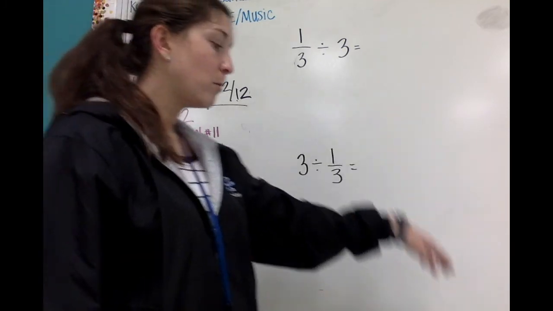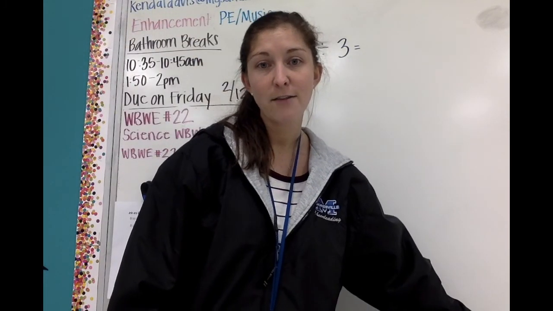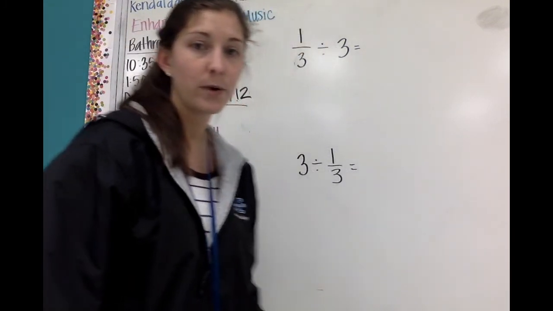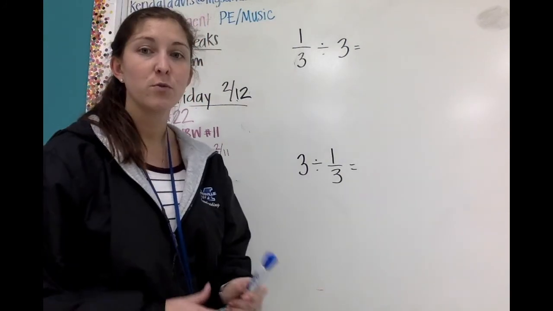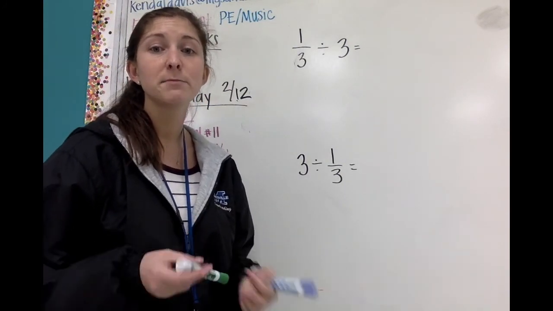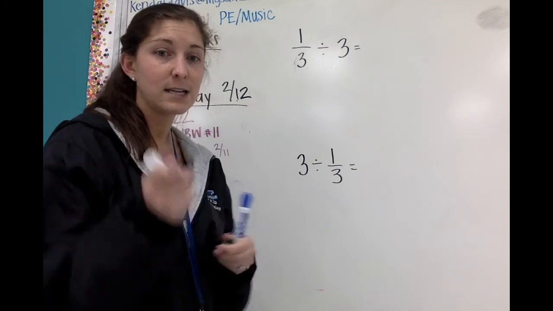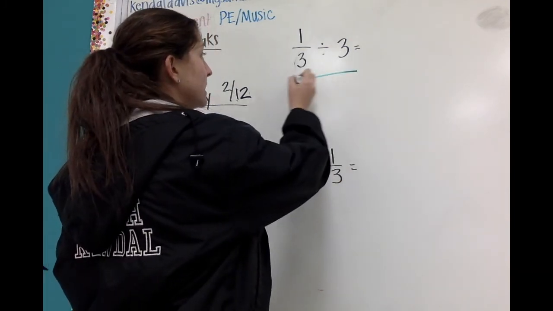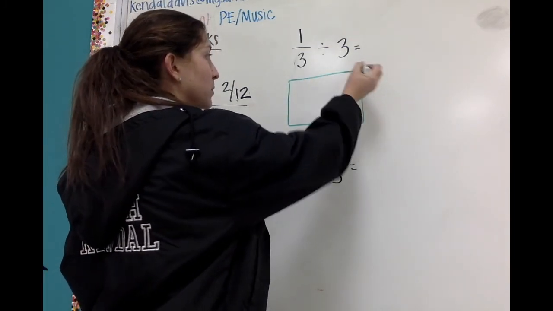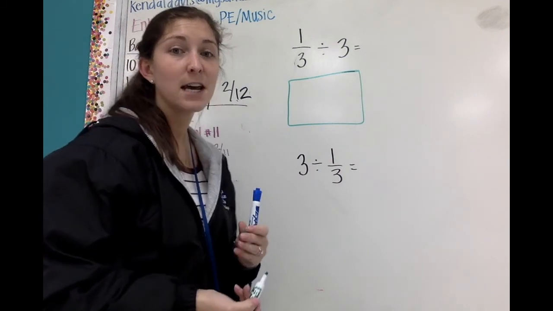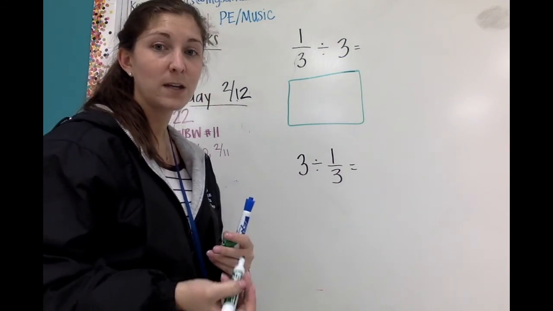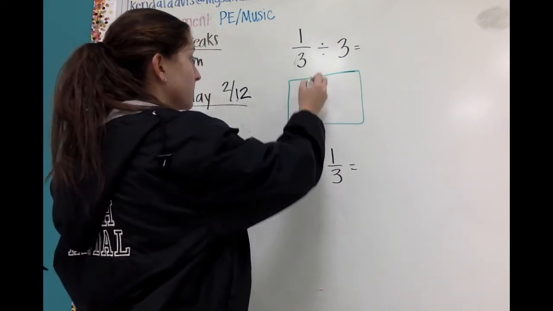For the problem 1/3 divided by 3, I have to model what I start with. And I start with the fraction 1/3. 1/3 is smaller than 1. It is less than 1. So I only need to use one model for this problem. But I have to take this model and break it up into thirds.